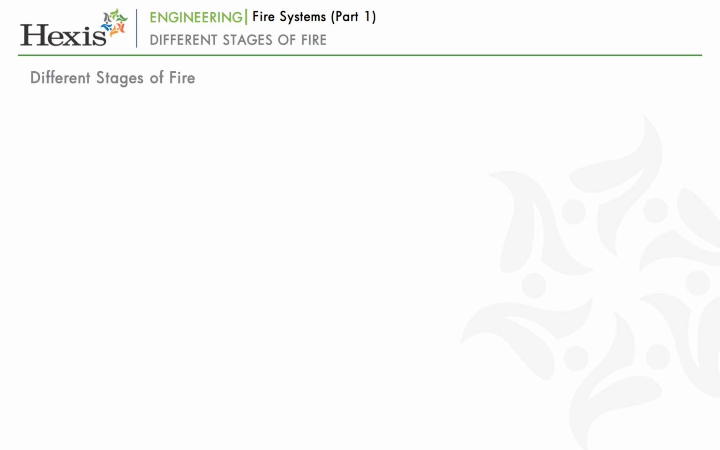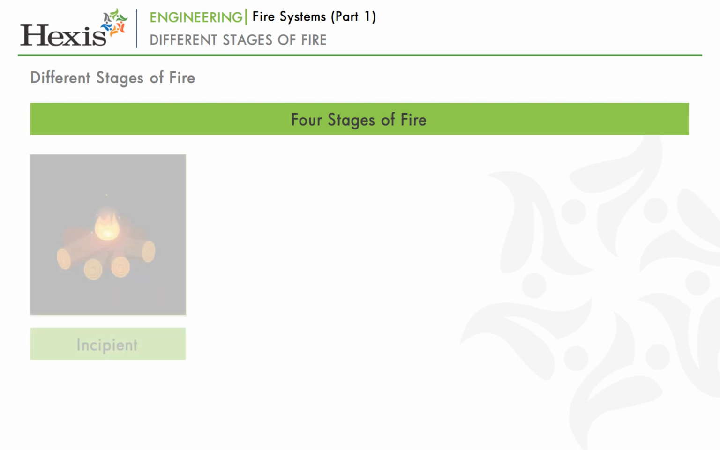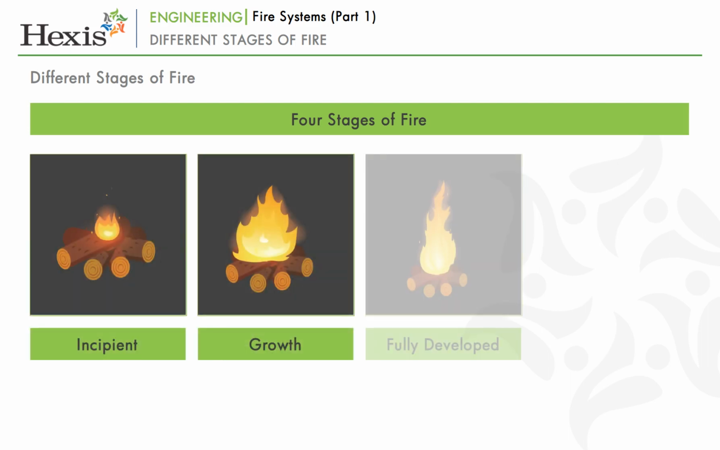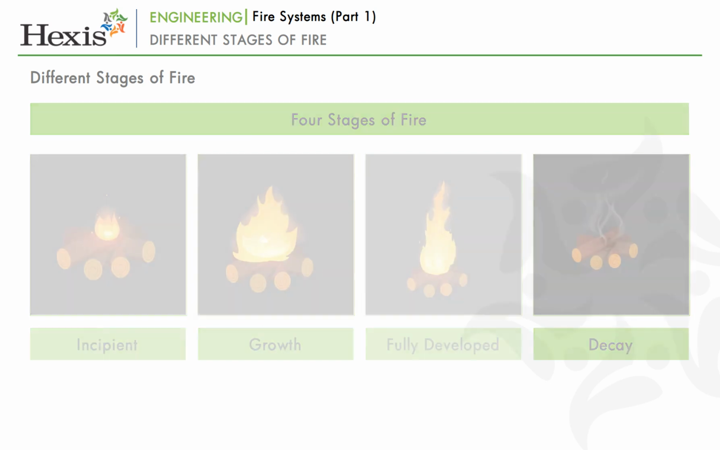Do you know the different stages fire goes through? Let's have a look. A fire passes through four distinct stages: incipient, growth, fully developed, and decay. Let's understand them in detail.